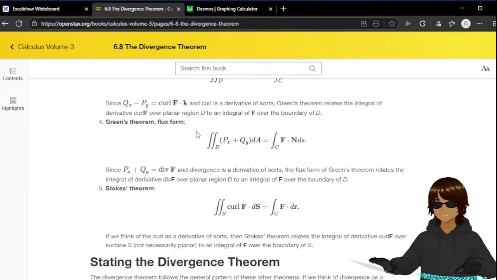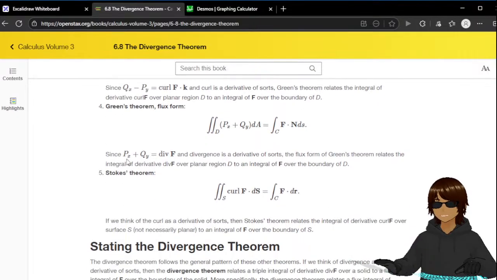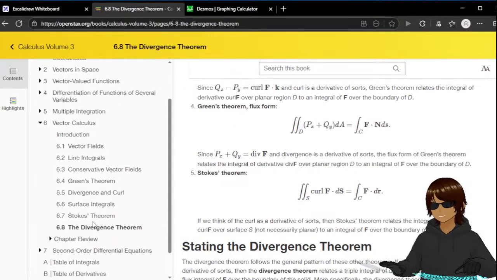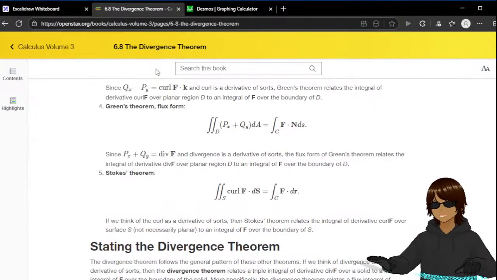Green's theorem, flux form, F dot n. Wasn't this divergence? What was this over here? It was a divergence, right? Yeah, divergence of F. Divergence is a derivative of sorts. The flux form of Green's theorem relates the integral of the derivative div F over planar region D to an integral of F over the boundary of D.